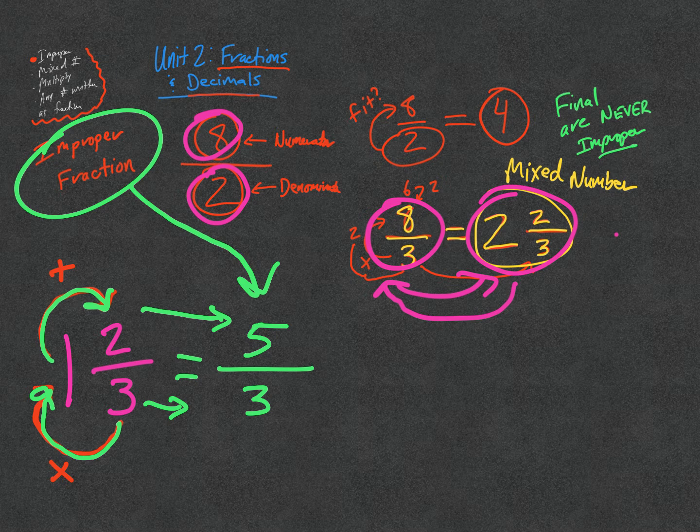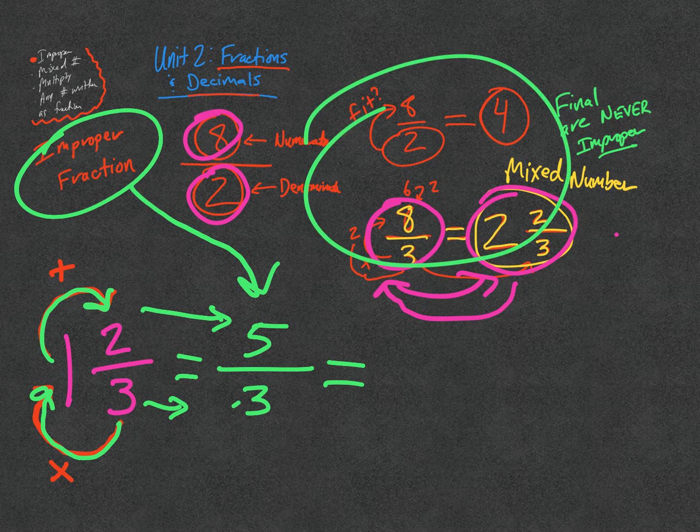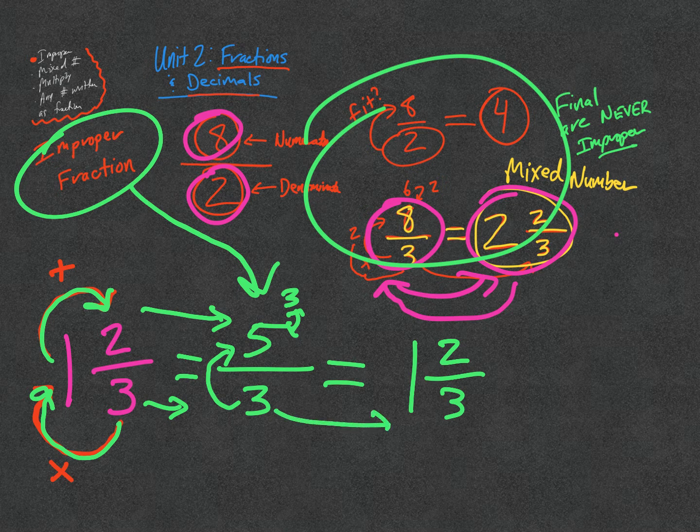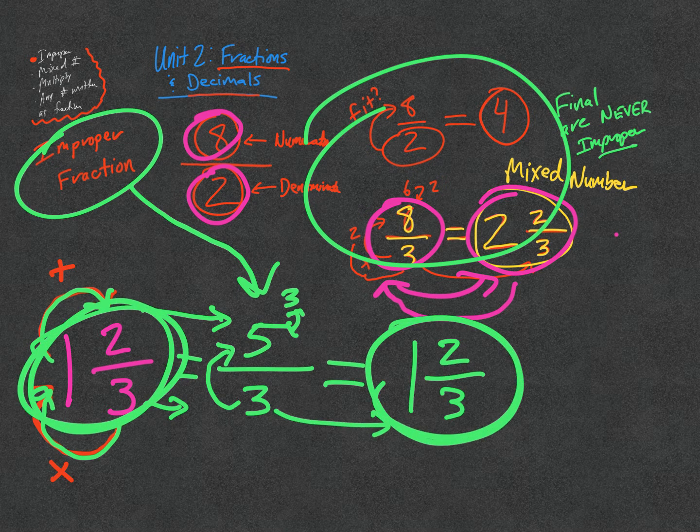And you can check this. You can always go back and forth. So if I want to put this back into a mixed number, I do the same steps as over here. How many times does 3 fit into 5? Once. And then there are 2 left over, because 3 times 1 is 3. I subtract, so I get 2, and then I keep that denominator the same. So this matches this, so I know I did it correct.